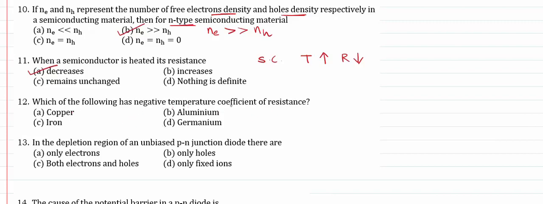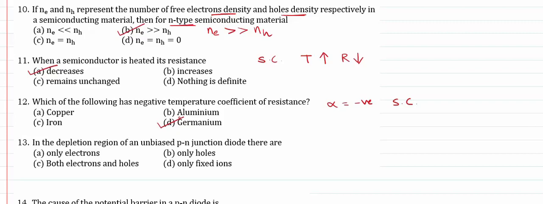12th one. Which of the following has a negative temperature coefficient of resistance? So which has a negative temperature coefficient of resistance, means alpha is negative. So alpha is positive for metals. So copper, iron, aluminum, these three are metals. For semiconductors, alpha is negative. So means option D is the answer.